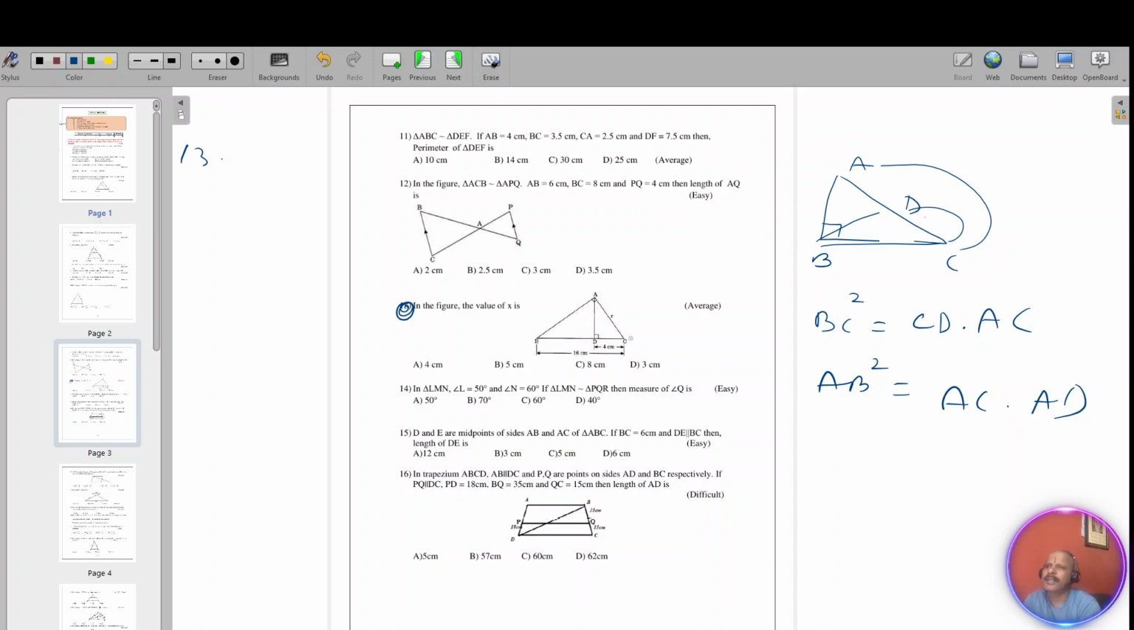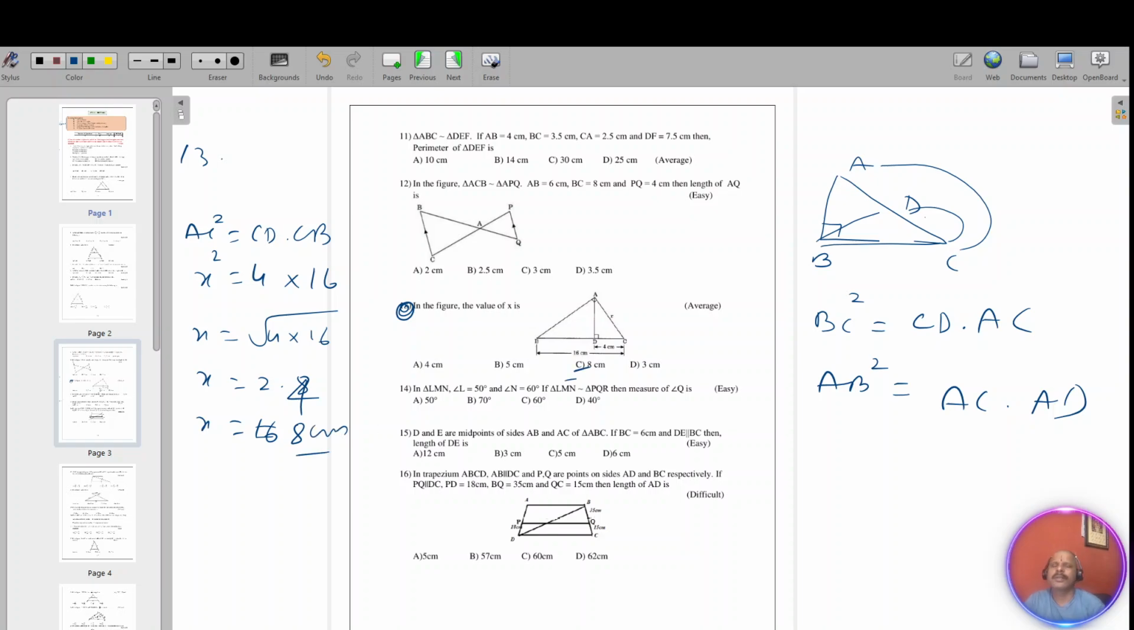Check out AC. X is AC, right? So AC square is CD into CB. AC means X. X square is CD, which is 4, into CB, which is 16. Therefore, X equals square root of 4 into 16. Since both are perfect squares, X equals 2 into 4, that is 8 centimeter. Very important question this is. These two rules are very much important.